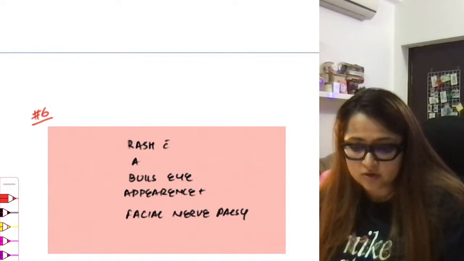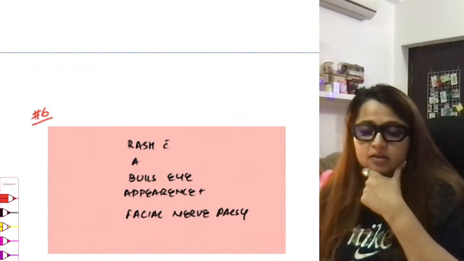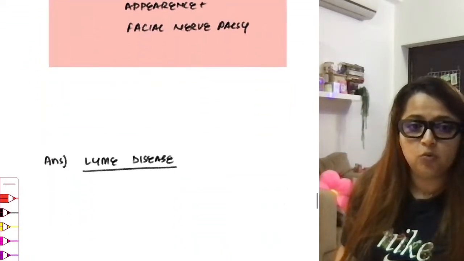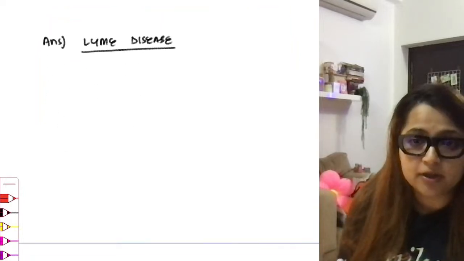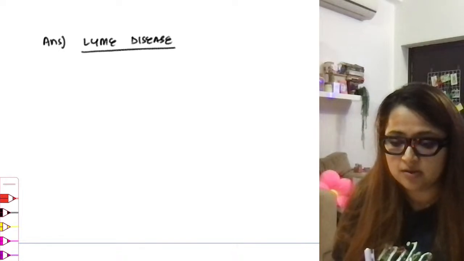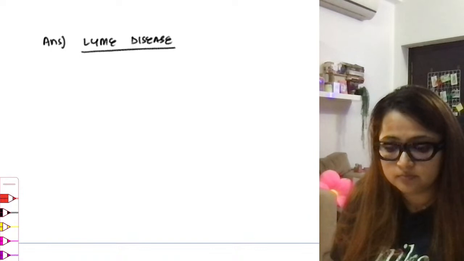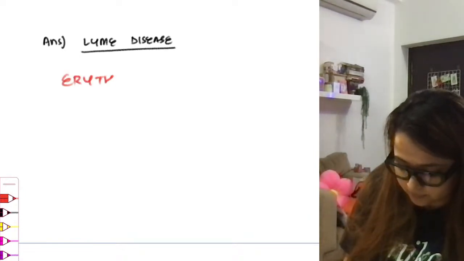So, Harshit, this is not nephroblastoma. Nephroblastoma is Wilms tumor. All right, this is Lyme disease. Now, what is Lyme disease, guys? And what is this rash that I'm talking about, which is giving the bullseye appearance? Yes, exactly. The answer is erythema migrans.